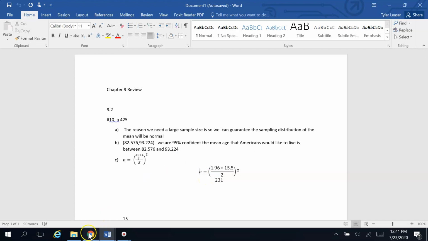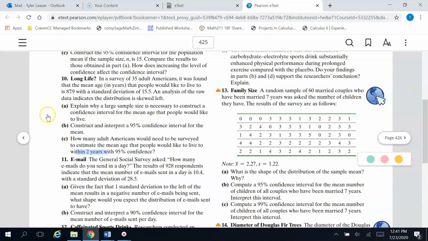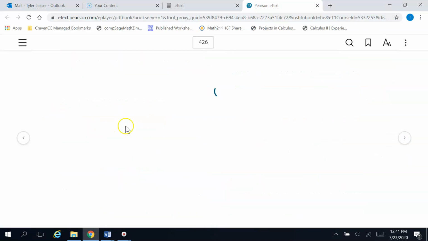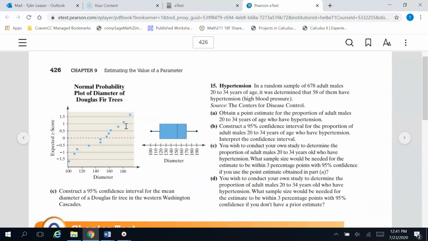Okay. Let's look at the next question. So that was mean confidence intervals. We can also do proportion confidence intervals. So question 15 on the next page, we'll do that one. In a random sample of 678 adult males 20 to 34 years of age, it was determined that 58 of them have hypertension, which is called high blood pressure.